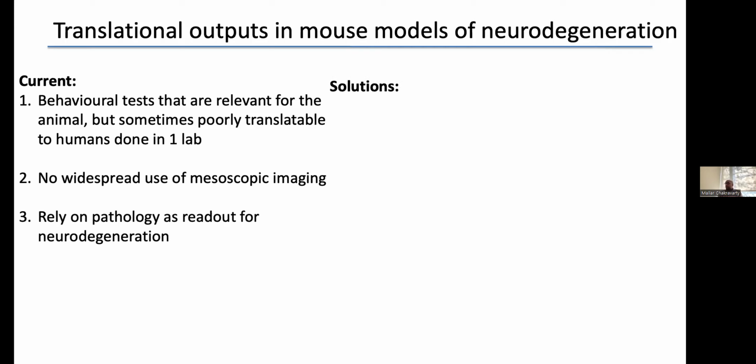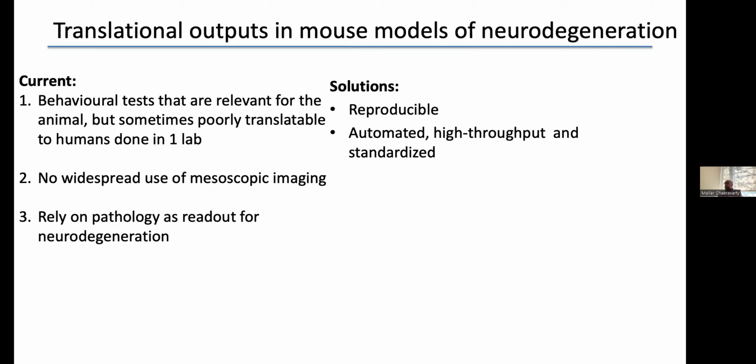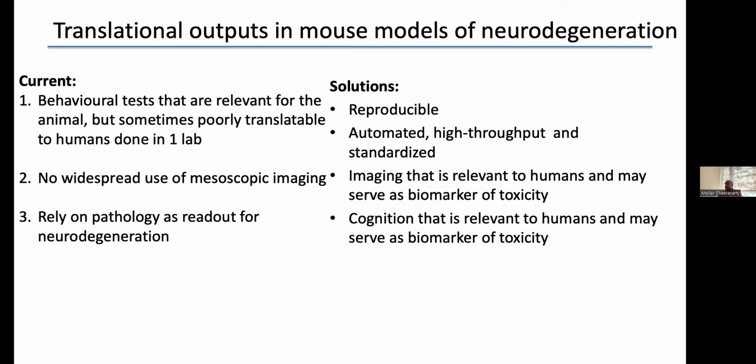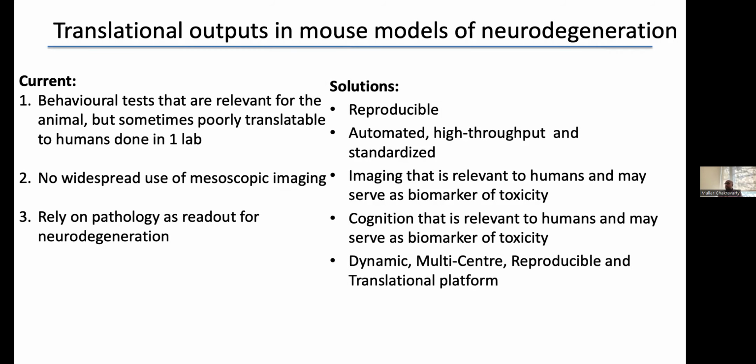And the solution that I'll tell you who we is in a moment, have been thinking of, are using reproducible methodologies, automated, high throughput and standardized, using imaging that is relevant to humans, so MRI, and may serve as a biomarker of toxicity, using cognition that is relevant to humans and may serve also as a biomarker of toxicity, and do this in a way that we can champion reproducibility by making this multi-center from the beginning. So instead of me doing the last two experiments like I showed you just in my lab, when you think about drug discovery, really being able to champion this as something that should be happening across sites.